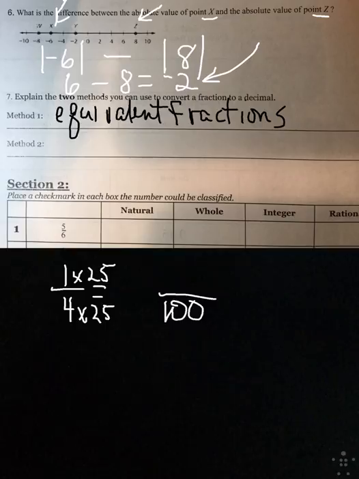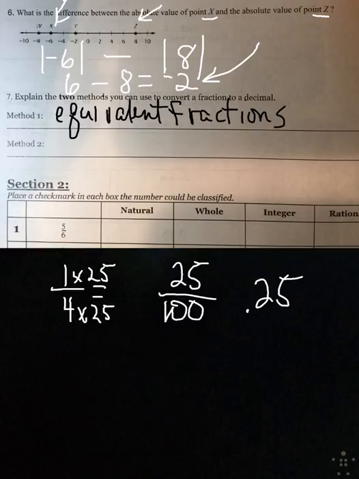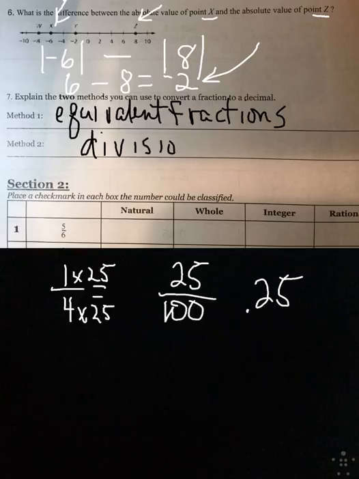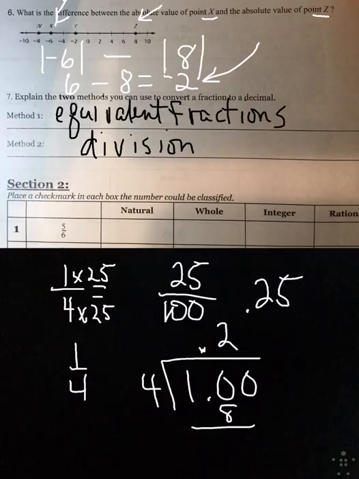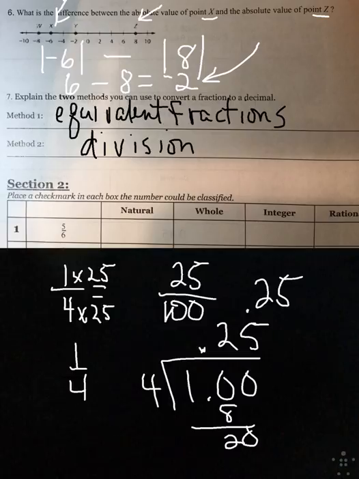1 times 25 is 25. So now I just read it 25 hundredths and I make it my decimal. So that's how we do that. Method 2 is division. So in division, we're going to take that same fraction, 1/4, and we're going to divide the numerator by the denominator. 4 goes into 10 2 times. 4 goes into 20 5 times, and we get the decimal form.